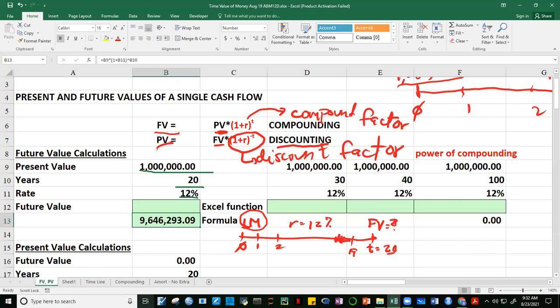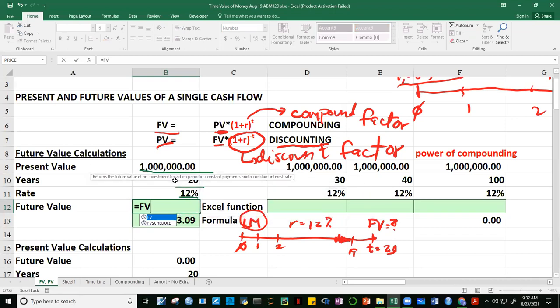Okay, now in Excel, you can use a function. Meron tayong function sa Excel is equal to FV. Okay, so there's a function in Excel called FV. Yung FV na to, sabi, returns the value of an investment based on periodic constant payments and a constant interest rate. So yun ang ginagawa ni FV, no? Binibigay sa atin yung future value of an investment.